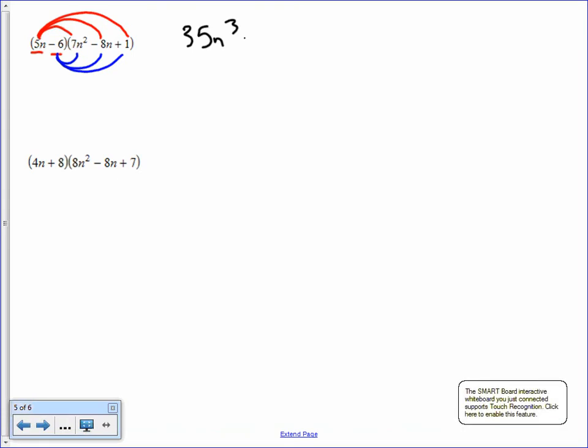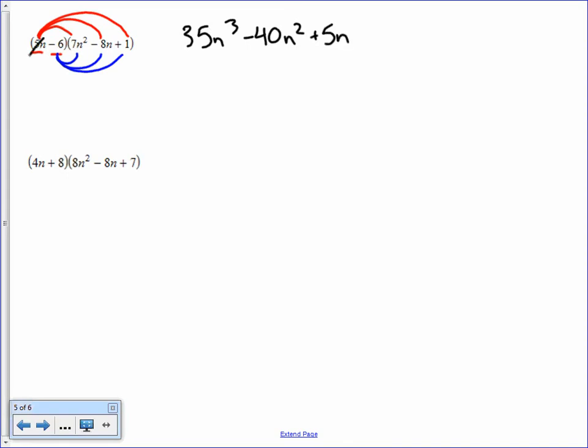5 times -8n, that's going to give me a -40n squared. 5n times 1 gives me 5n. Okay, so we're done with that 5n. Now we need to multiply that -6 through. So -6 times 7n squared, that gives me -42n squared. And then -6 and -8n, that gives me a positive 48n. And then -6 times 1 will give me -6.